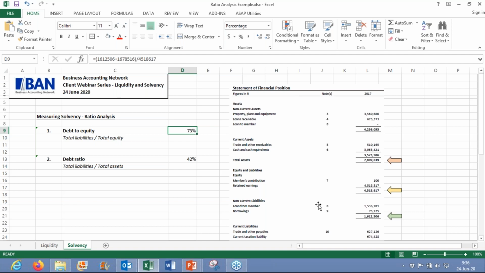So we now want to look at this company. We said, okay, well, they're quite strong in liquidity. They are able to pay their short-term obligations. They've got a great current and quick ratio of about 2 to 1. Let's have a look at their solvency. So the first one, debt to equity, looks at total liabilities over total equity.